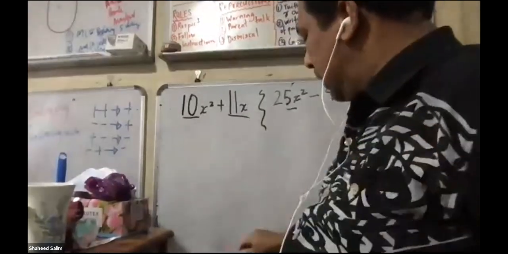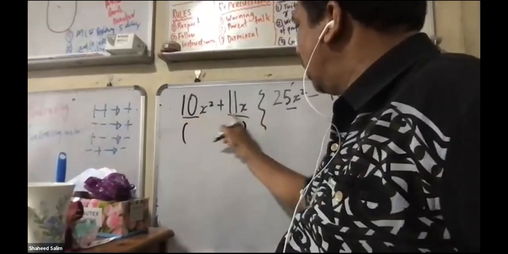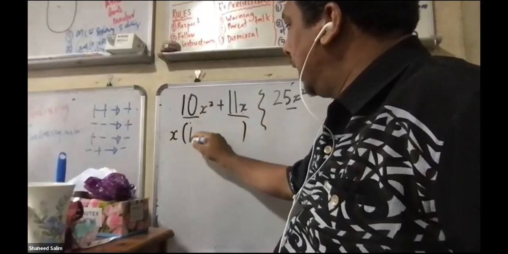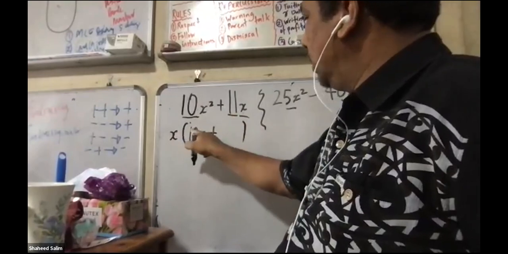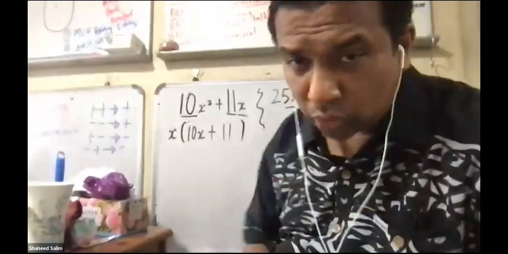So what your teacher is doing is, for some students, normally you can see what do they have in common. They have x in common. Then x times y equals 10x squared. X times 10x. Then x times y equals 11x. Well, you have the x already, so x times 11. Some students might not be able to see this.